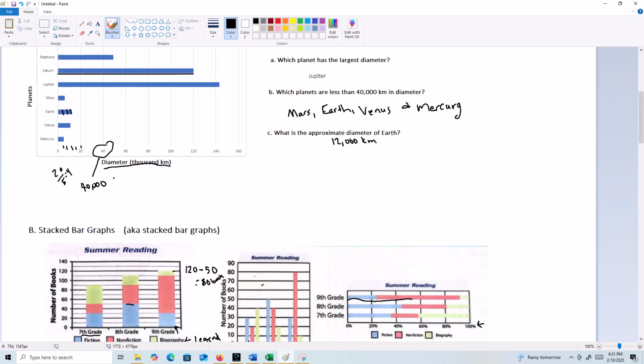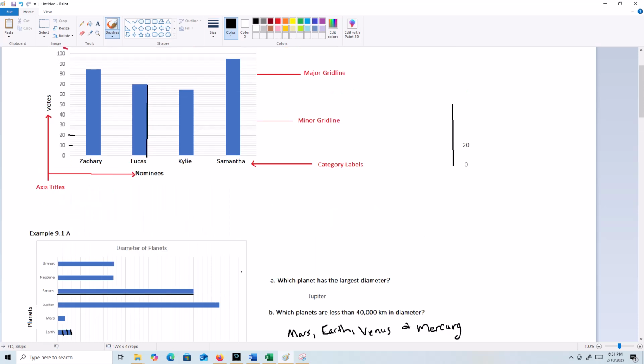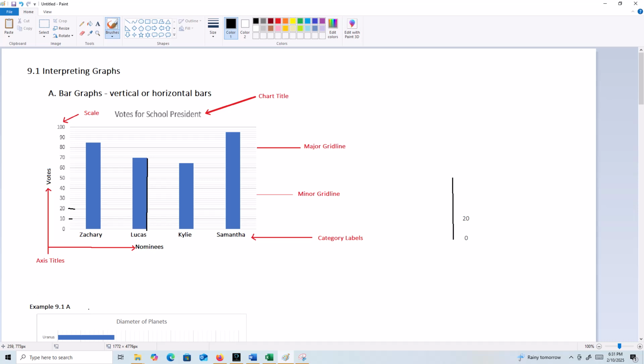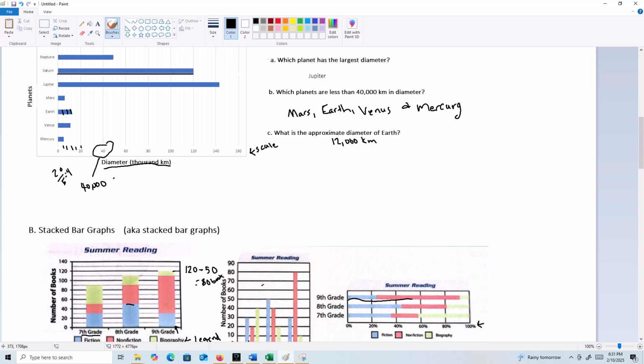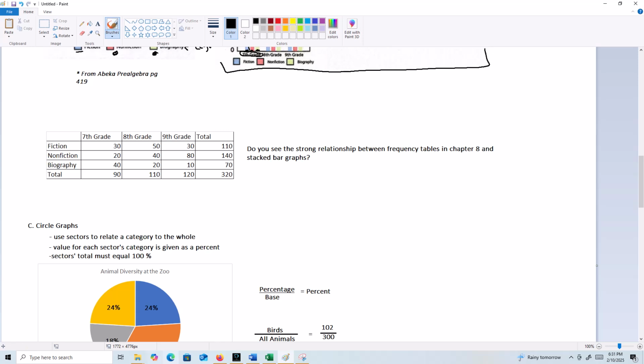There was one thing I forgot to mention up here. Notice how the scale has changed between vertical bar graphs and horizontal. The scale moves down there, and you still have your axis titles, major grid lines, minor grid lines. I just wanted to point out that the scale appears differently when you turn it to the horizontal.